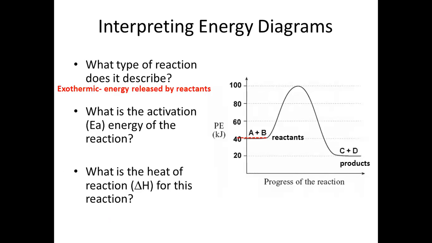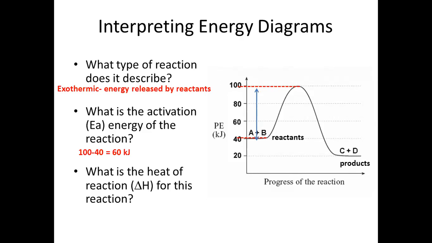Well, what would the activation energy be? Well, what we do is we look at the plateau for the reactants, compare that to the peak. And then what we do is compare those two, right? Mathematically, 100 minus 40 gives us 60 kilojoules of activation energy. So the activation energy would be 60 kilojoules.